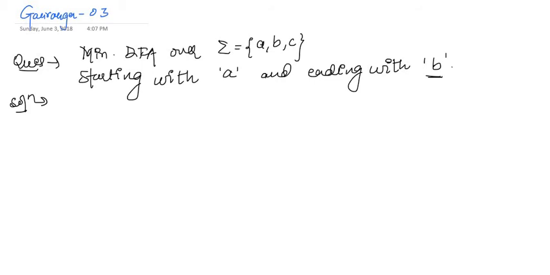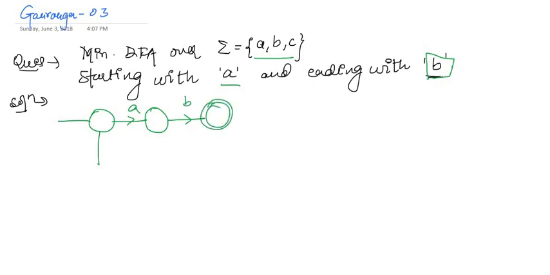So let us see one more example. Minimum DFA over A, B, C. Now the alphabet has three symbols, A, B, C, where the strings start with A and end with B. So in such cases, let us try to make it directly. If it starts with A, we will accept the string, and if B will come, the language will be the same as in the last case, A B, exactly, but here the difference is that we have three alphabets.